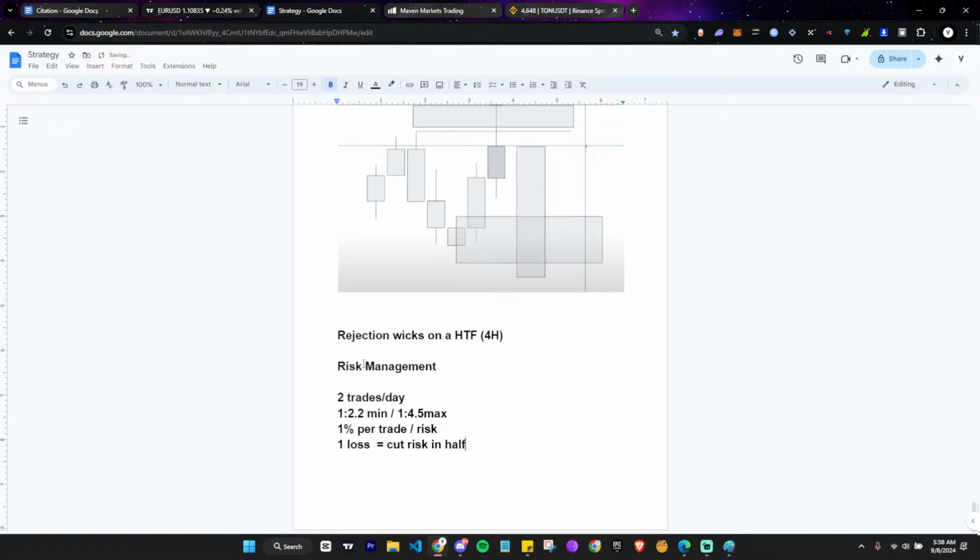Okay, so you want to make sure you manage your risk as well. You don't want to get into drawdown. Okay, so 2 trades a day, 1 to 2.2 minimum and 1 to 4.5 maximum. If you take a loss, do not revenge trade. Okay, that's one more thing. Do not revenge trade. Simple. Okay, with each loss, cut risk in half. So with each loss you take, let's say 1% per trade, you want to do 0.5 with the next trade. Okay, and then do not revenge trade.